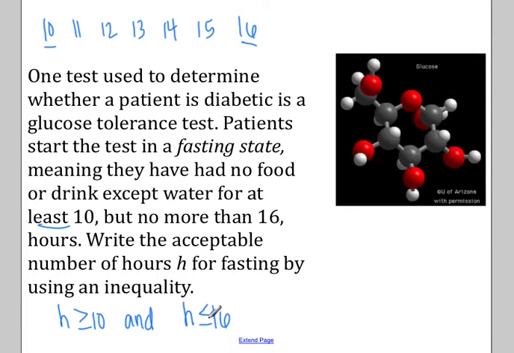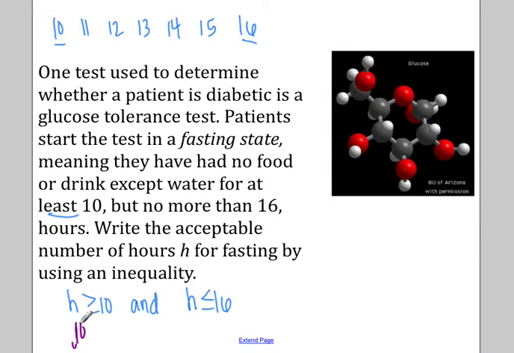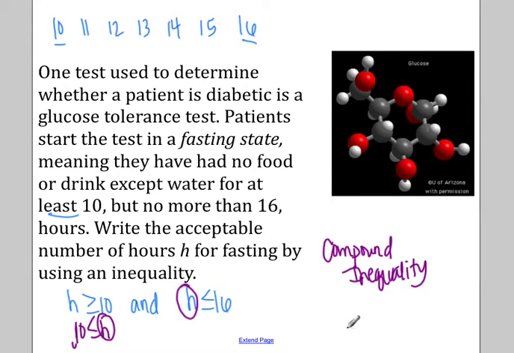This is what we call a compound inequality, and we can actually rewrite this. If I flip this around, if I write 10 first and I flip my sign, it looks like this. Then you notice I could combine these. So I could write this as a compound inequality. Okay, so it's between 10 and 16 hours. This is the way I can combine these two inequalities into one. So this is showing that the hours can be between 10 and 16.